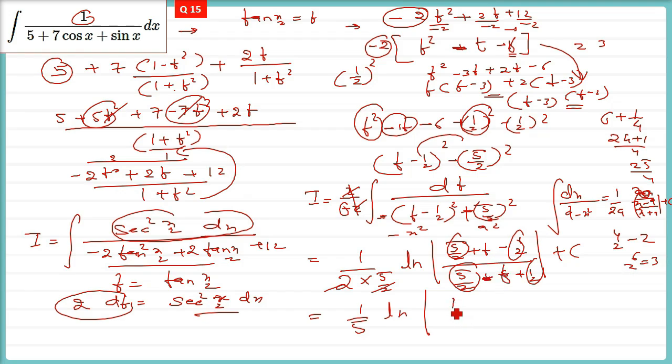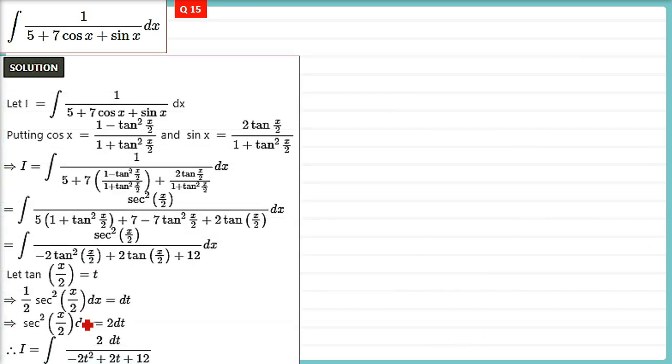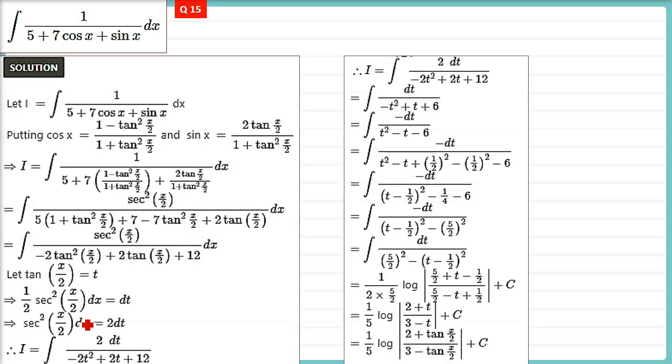And t was what? Tan x by 2. So write this 2 plus tan x by 2. You can write in this way. So 3 minus tan x by 2 in the denominator, where t has been replaced by tan x by 2, plus constant of integration. That's your final answer. So this is the actual reference for you. You can just hold on to it if you are actually solving it by yourself.